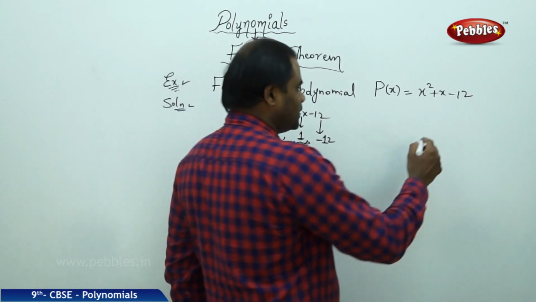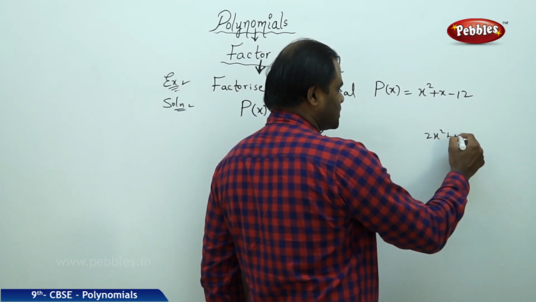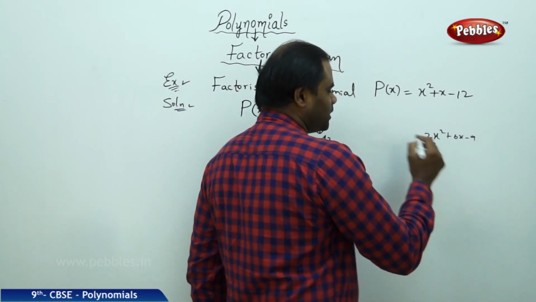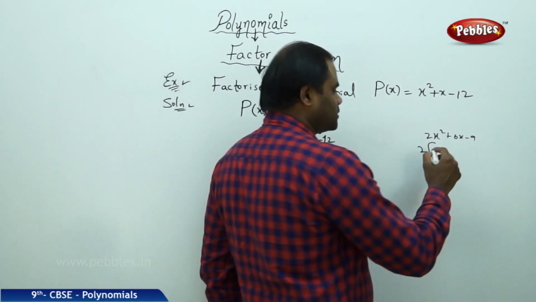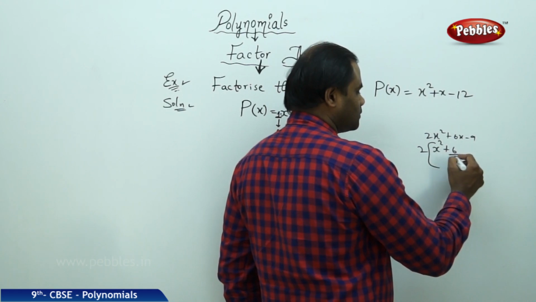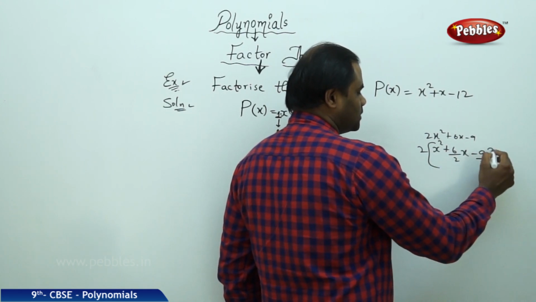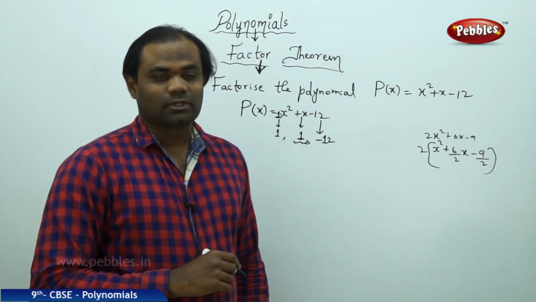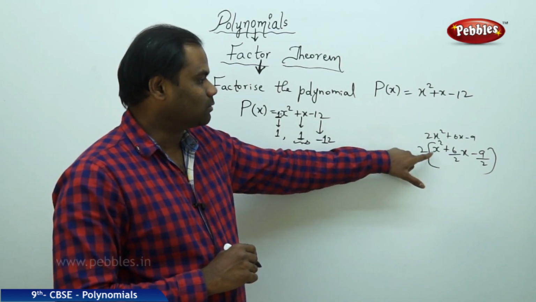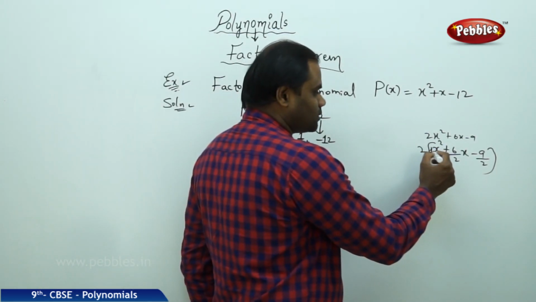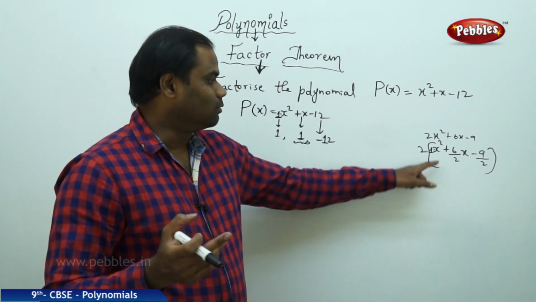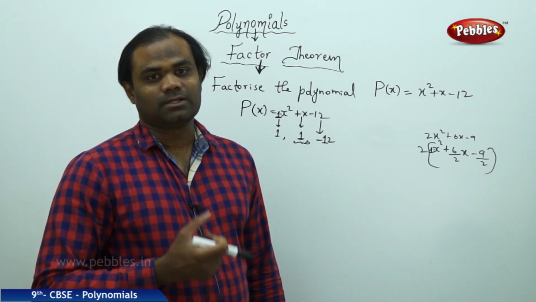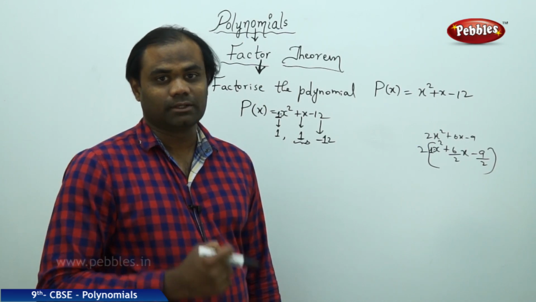Or for example, in case I have 2x squared plus 6x minus 9, then I try to make the coefficient of x squared 1 by taking 2 common, and I get this to be x squared plus 6 by 2x minus 9 by 2. This is how we take the 2 out and then make the coefficient of x squared, or the coefficient of the highest degree term, equal to 1. This is how I understand the factor theorem condition.